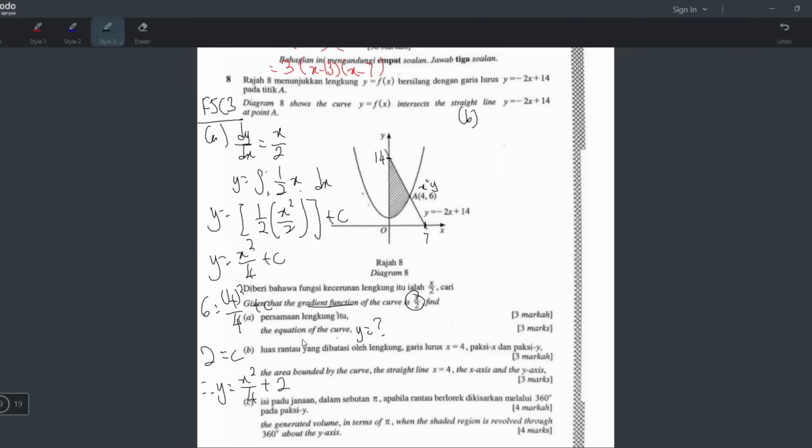All right, let's do B. Find the area bounded by the curve, the straight line, x equals 4, the x-axis and the y-axis. So you will use the integration method later to find the area. But they are not asking for the area of the shaded region, because if they wanted the area of the shaded region, they would say so, but they never said that. They said area bounded by the curve, x equals 4, the x-axis and the y-axis. So I think I have to highlight these 4 lines and find out where the bounded region is. So I will use a highlighter for this.